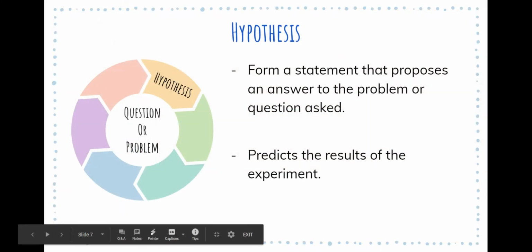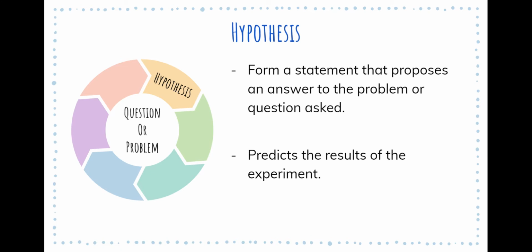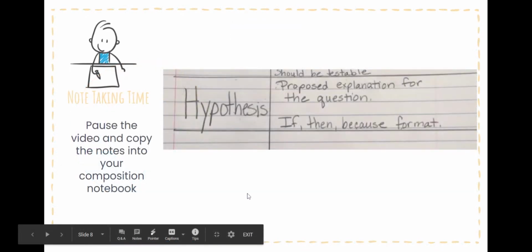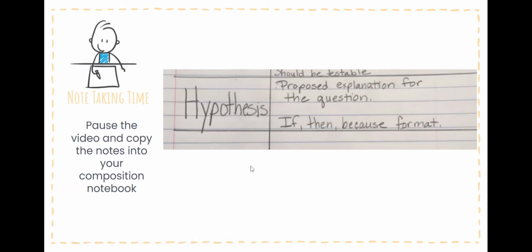So that brings us to our hypothesis. So we learned that a hypothesis is a statement that proposes an answer to a problem or the question asked. It predicts the results of our experiment, and it's usually based on research and observations. It's in the form of the if, then, because statement, and you need to make sure it has both your independent and dependent variable. Please pause the video and copy the notes into your composition notebook.